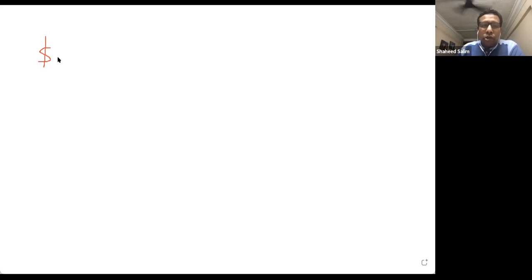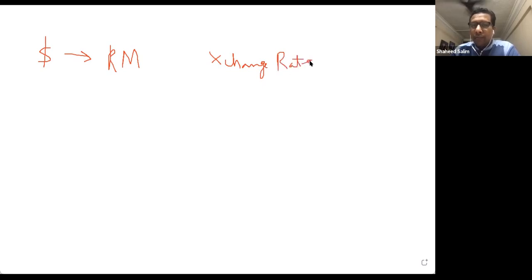Now imagine you want to change from Singapore dollars to RM, Ringgit Malaysia. You all know about changing money, right? Let's say the exchange rate is $1 is 3 ringgit. Let's assume this is the exchange rate. So now we can put this in a formula.